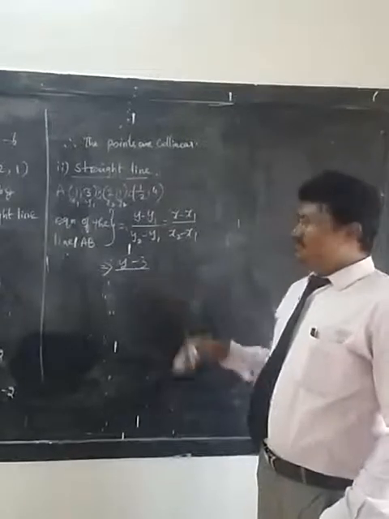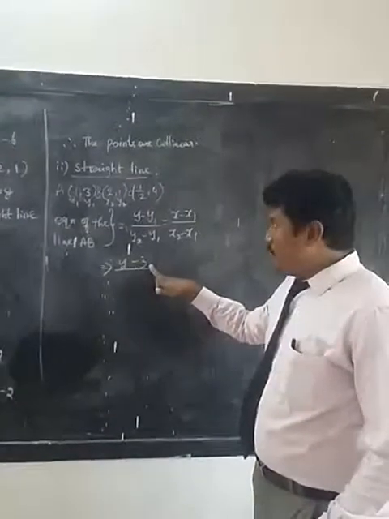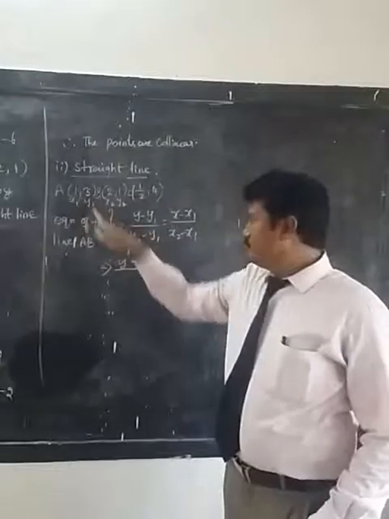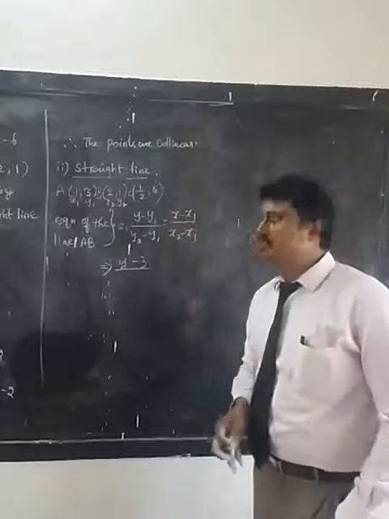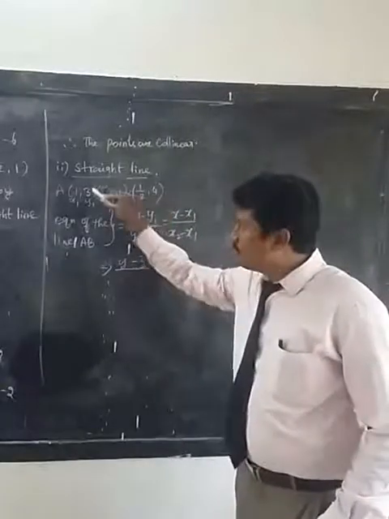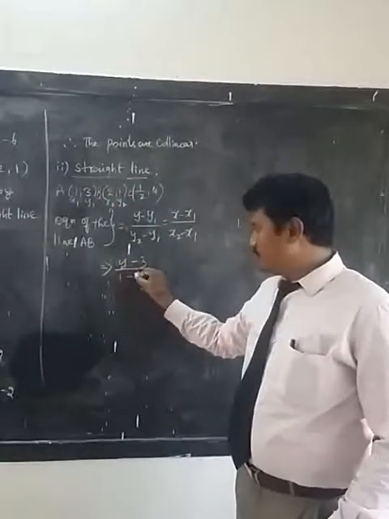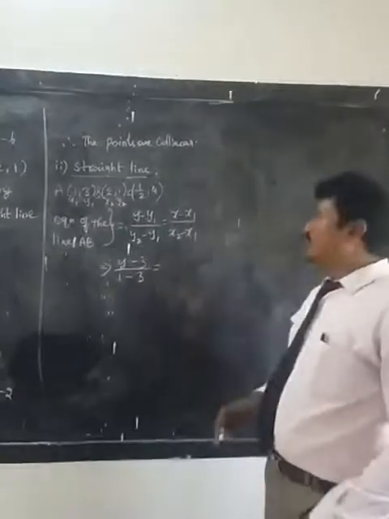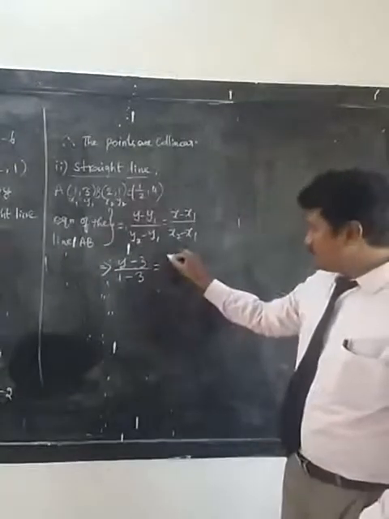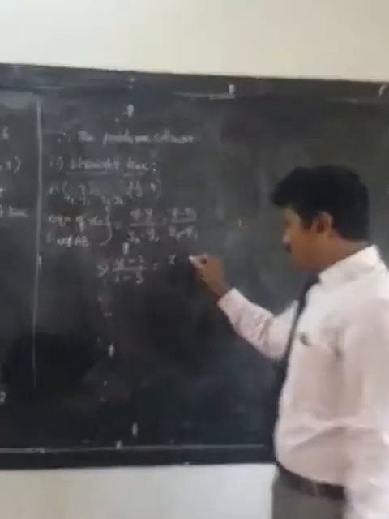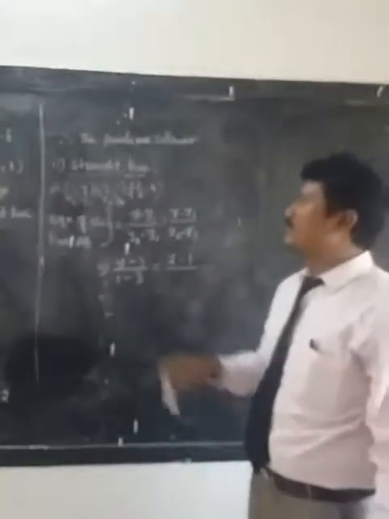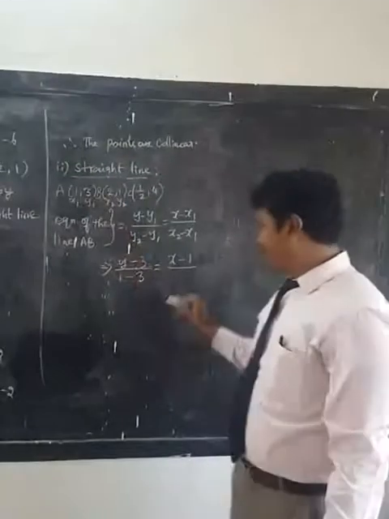So in substituting in the formula, y minus y1, what is y1? The y1 value is 3, so y minus y1. What is y2 minus y1? Just see the values there, 1 minus 3. So I am going to write that here, equal to x minus x1, which means the x1 value is here, so 1, divided by x2 minus x1, 2 minus 1.